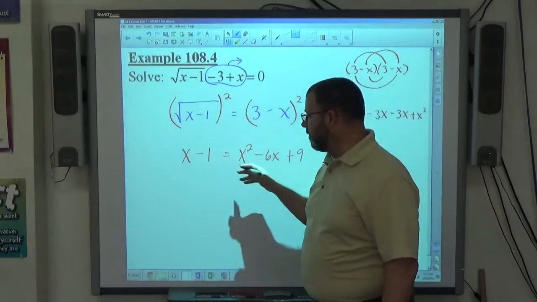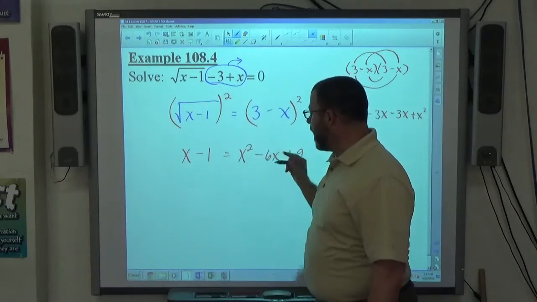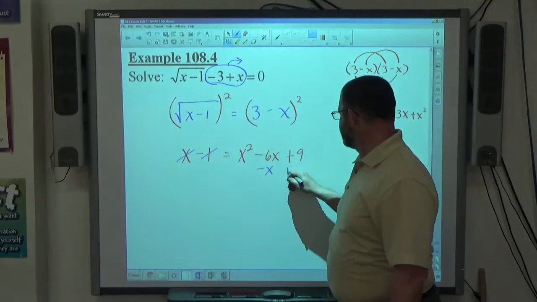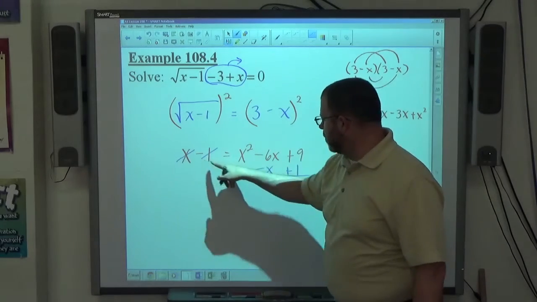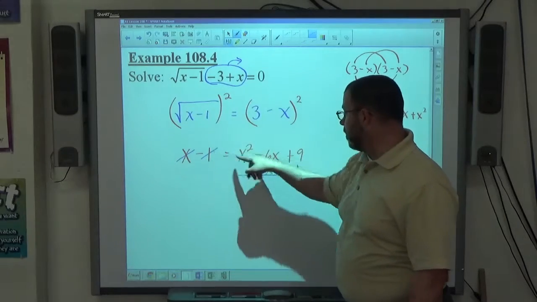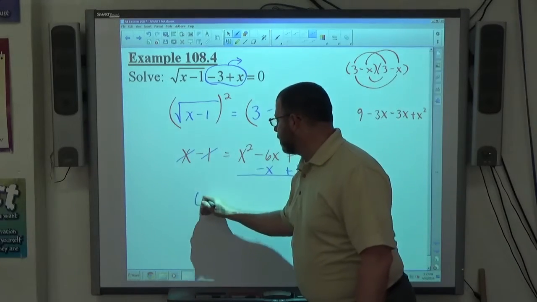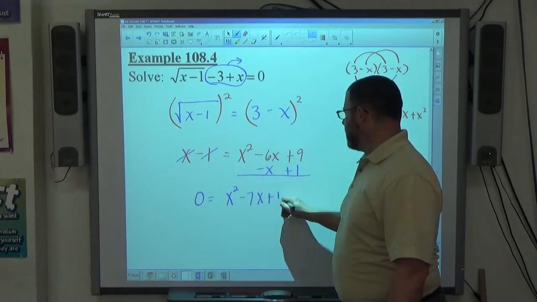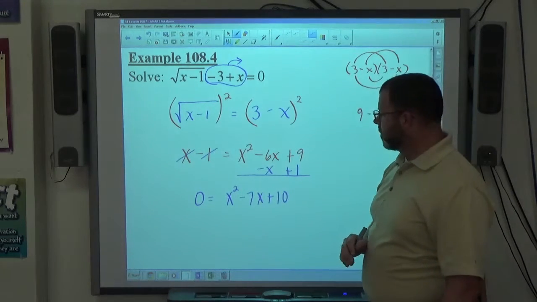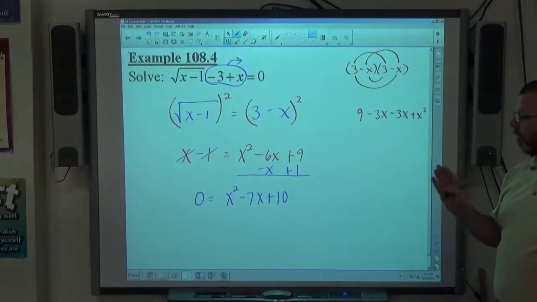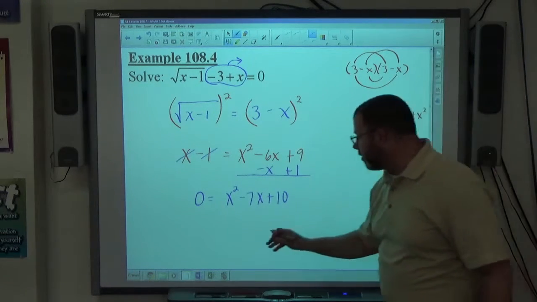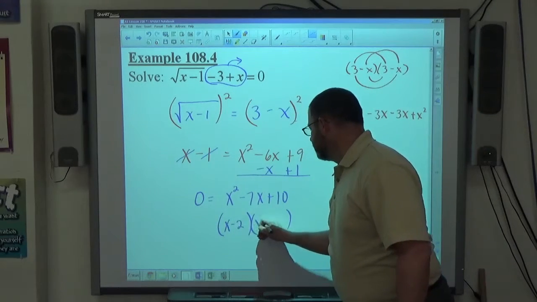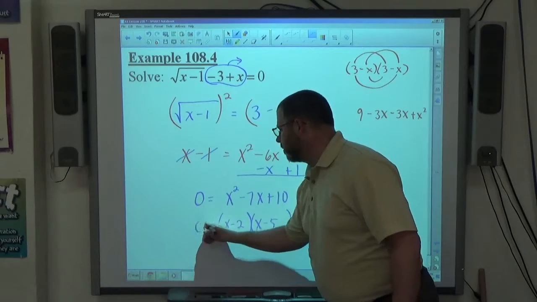So if it's a quadratic and I'm trying to solve for x, my first task is to get everything to one side equal to 0. x moves over as a negative x, negative 1 moves over as a positive 1. So what's left on the left-hand side is 0. On the right-hand side I have x squared minus 7x plus 10. Once I get to that point, it's now looking for factoring. It's going to be (x minus 2)(x minus 5). That's equal to 0.